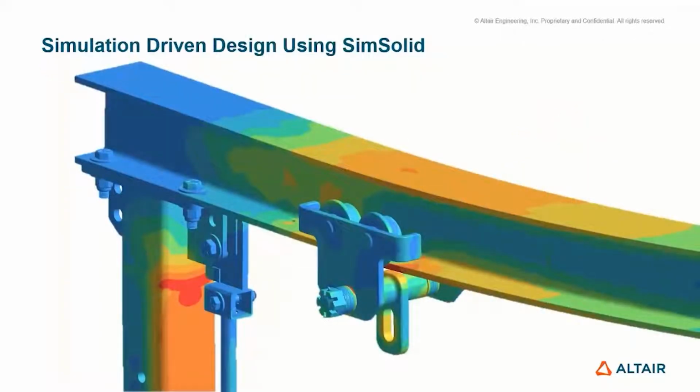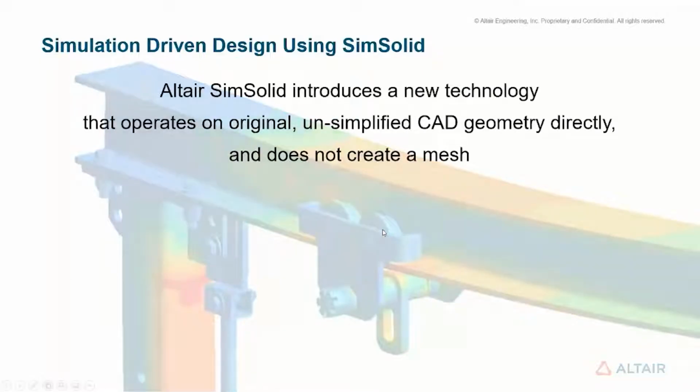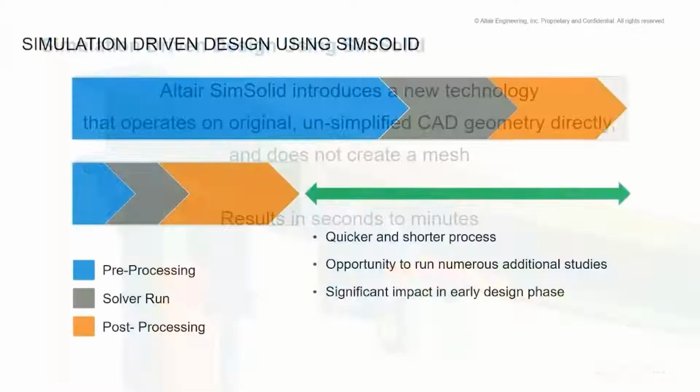Again, SimSolid is part of our simulation-driven design suite. So with your traditional FE processes, where you have your part, you then need to defeature it. You need to make sure that you have good CAD. You would clean the CAD up, and then you would probably go through quite a labor-intensive method of meshing everything up. Now, with SimSolid, it basically uses a new technology that operates on your original unsimplified CAD geometry directly, and it doesn't need you to create a mesh. And you get your results within seconds to minutes.